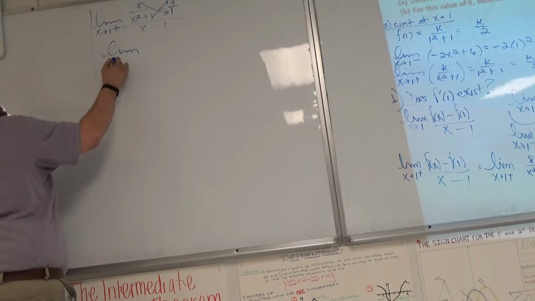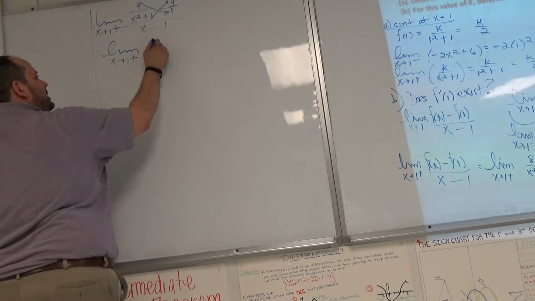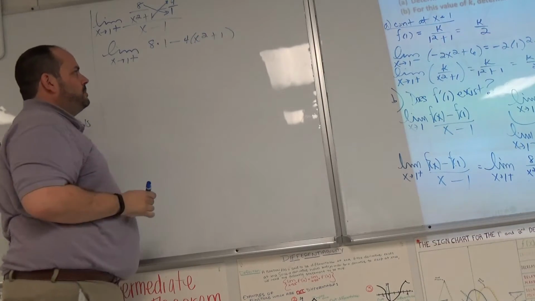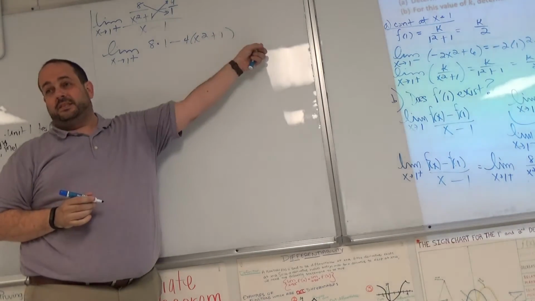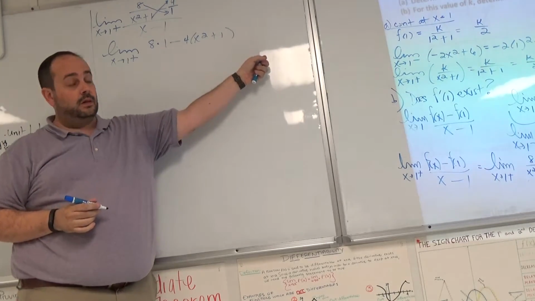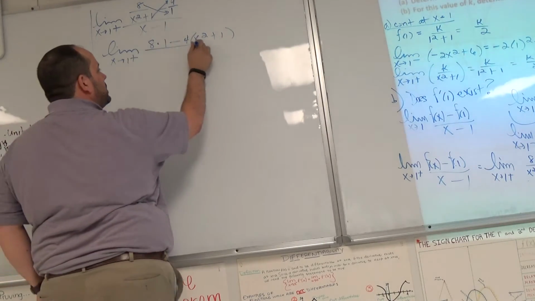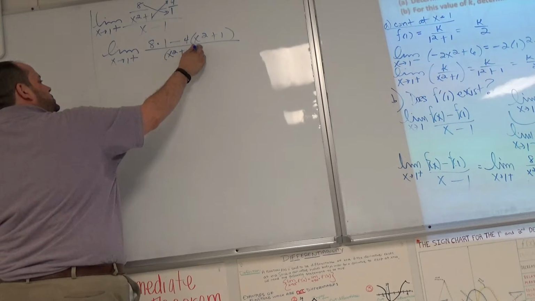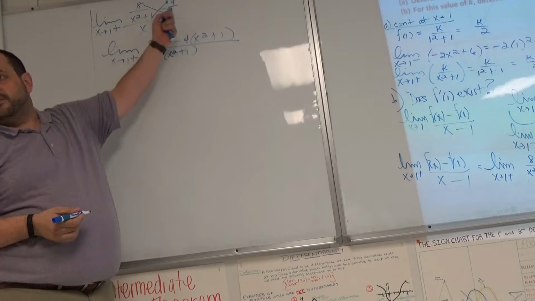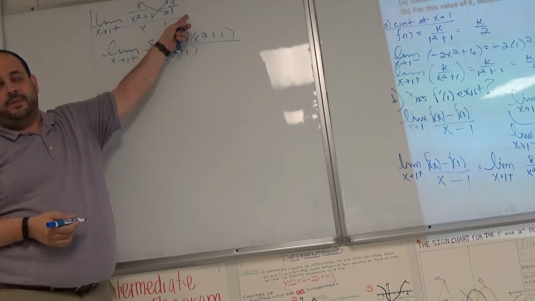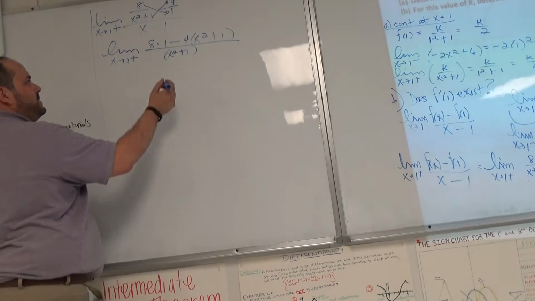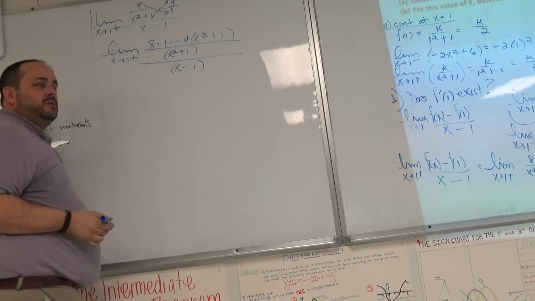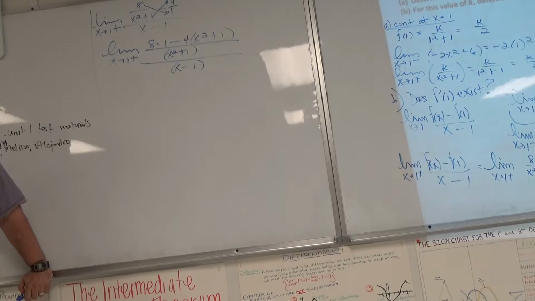So you get the limit as x approaches 1 from the right, 8 times 1 minus 4 times x squared plus 1. Don't forget those parentheses. They are mission critical. The denominator is x squared plus 1. Right, it's the product of the denominators. The thing that I keep seeing happening with our limits is we're forgetting that there is also x minus 1 in the denominator.